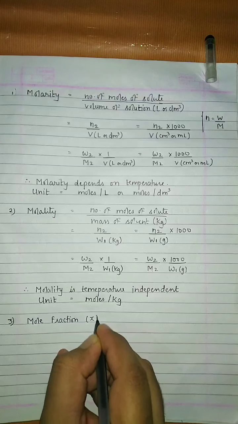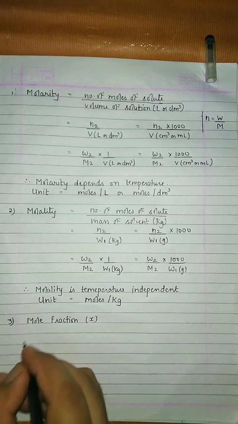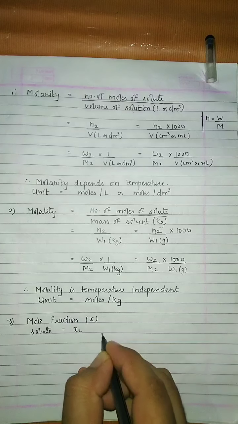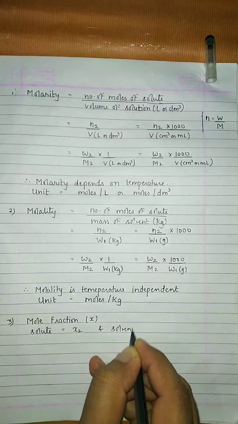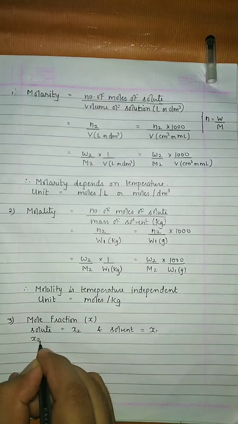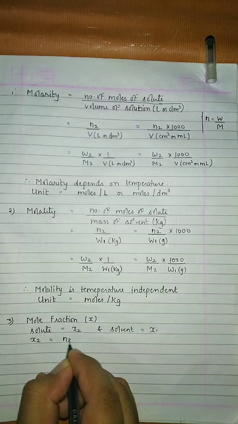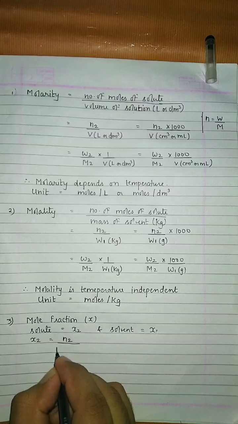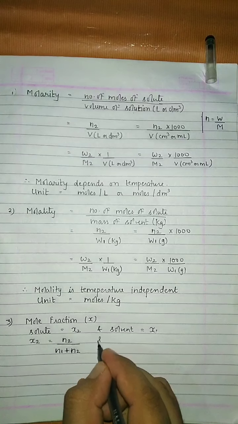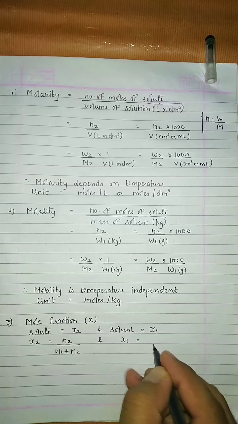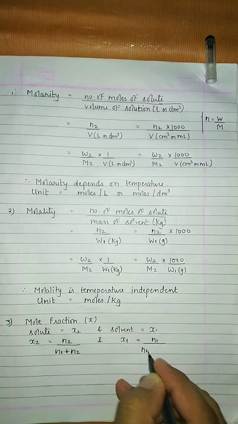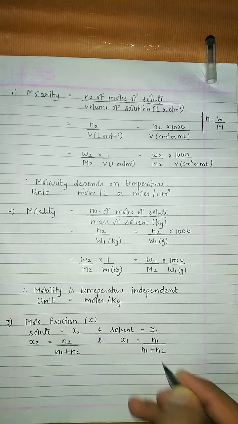Mole fraction, which is represented by X. For solute, we write mole fraction as X2, and for solvent, we write it as X1. So first, mole fraction of solute X2 will be equal to number of moles of solute upon number of moles of solvent plus number of moles of solute, and mole fraction of solvent will be equal to number of moles of solvent divided by number of moles of solvent plus number of moles of solute.